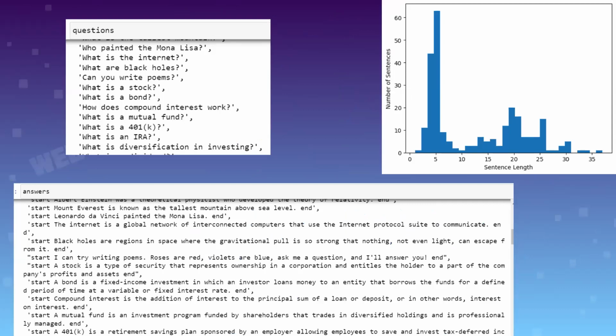As you can see here, questions such as, can you write a poem? Who painted the Mona Lisa? are more personal questions, whereas what is a stock? What is a bond? How does compound interest work? are more technical questions. On the right, you can see a graph between number of sentences and sentence length. As you can see, it's more or less skewed, and therefore the maximum sentence length is determined through this graph, which would be the 95th percentile of all the data points.